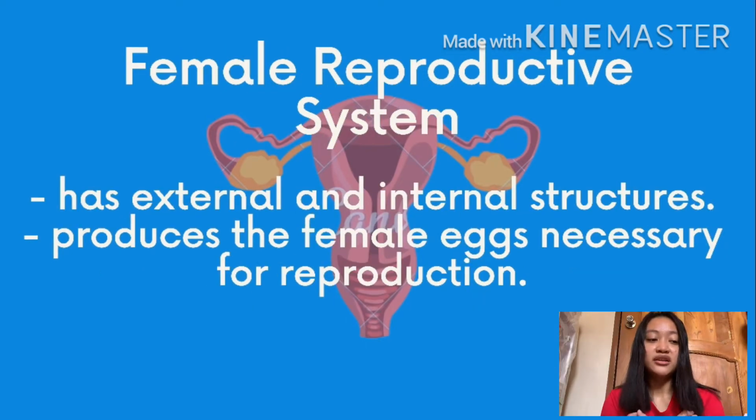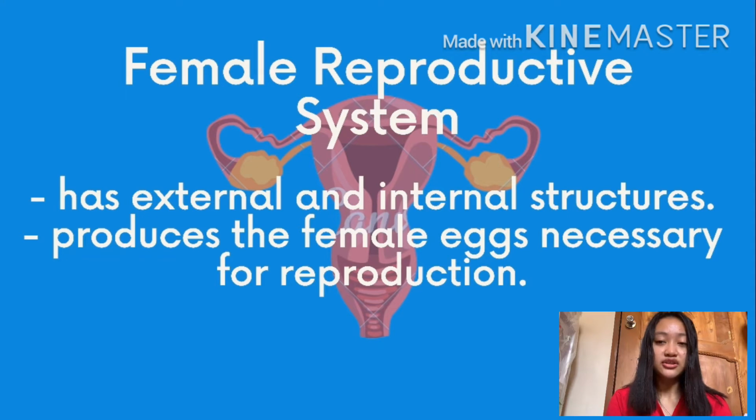The female reproductive system includes both external and internal structures. It has the vagina, uterus or the womb, fallopian tubes, and the ovaries. Its purpose or function is to produce the female egg cells necessary for reproduction. It transports the ova or the oocytes to the site of fertilization. It enables sperm to enter the body.